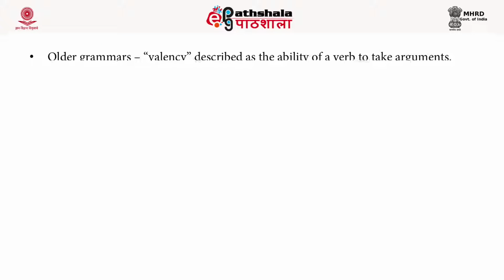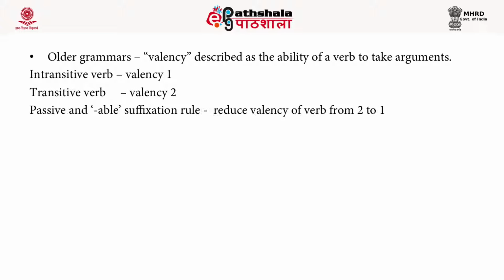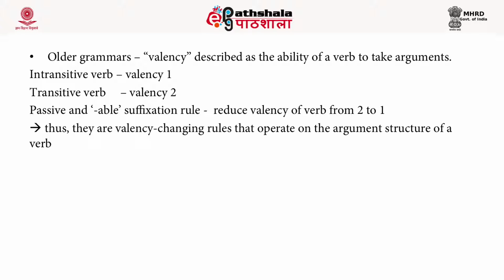Older grammar had described valency as the ability of a verb to take arguments. Thus, a transitive verb had valency 2, an intransitive verb had valency 1. Passive and the able suffixation rule, these were the ones which reduced valency of the verb from 2 to 1. Thus, they are the valency changing rules that operate on the argument structure of a verb.